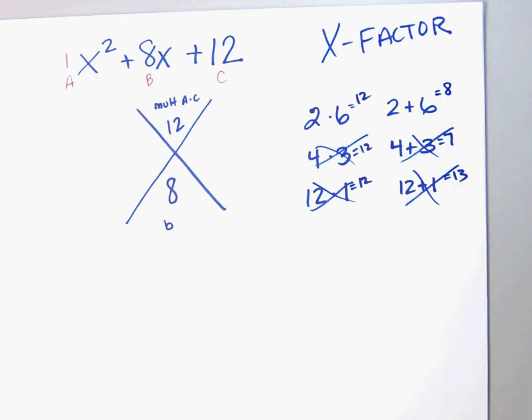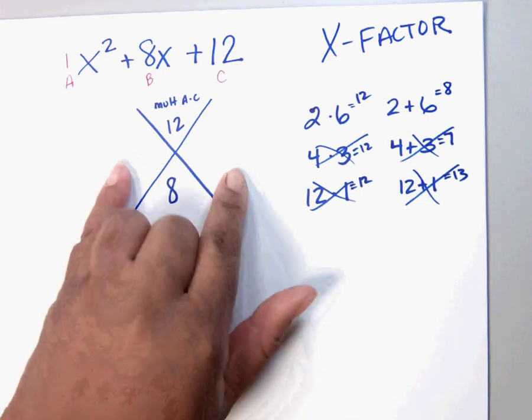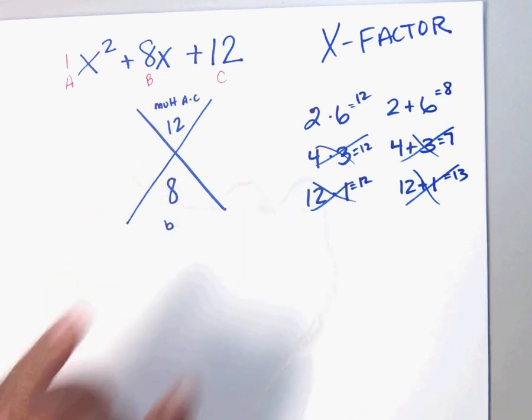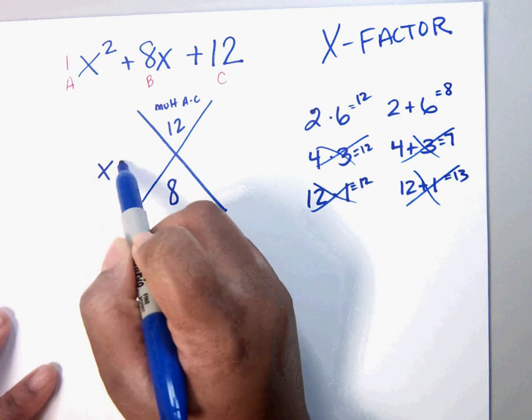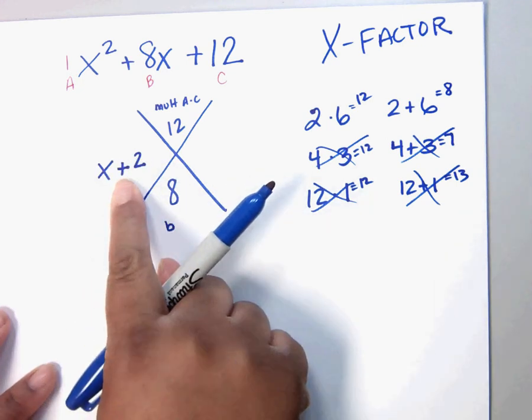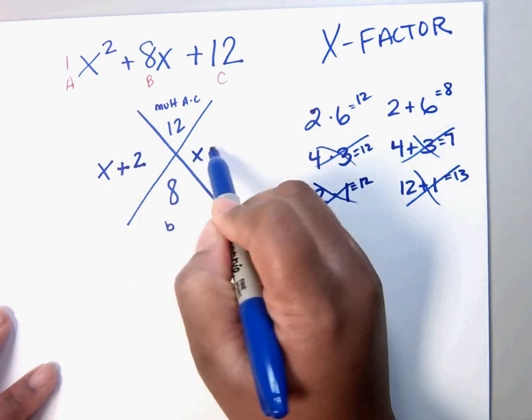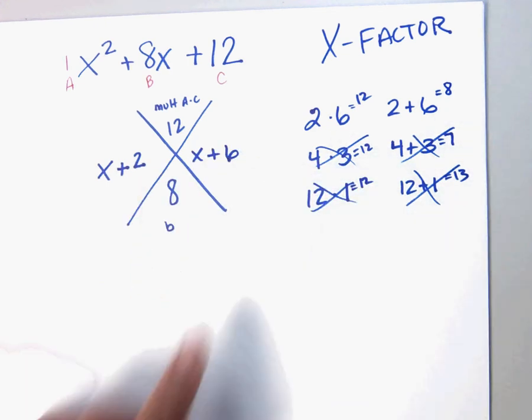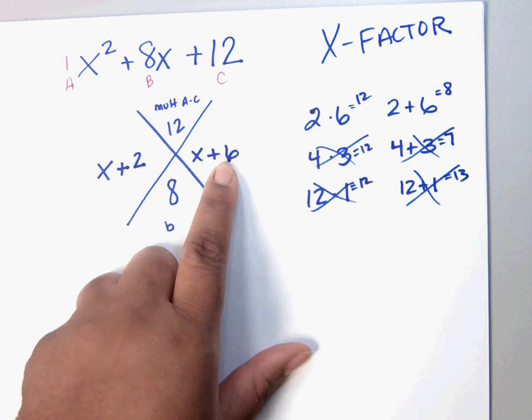Now that we see the two numbers we want to use, we're going to write them on the sides of the X, both sides, like this. I wrote a plus sign because my 2 is positive. And I wrote a plus sign because my 6 was positive. Okay?